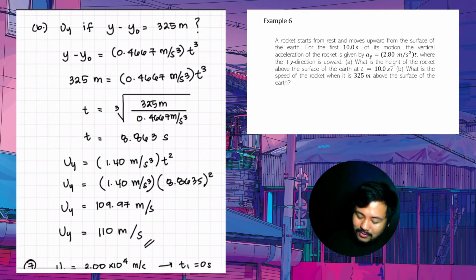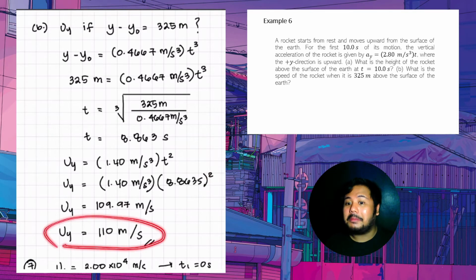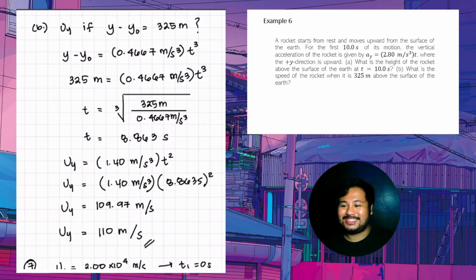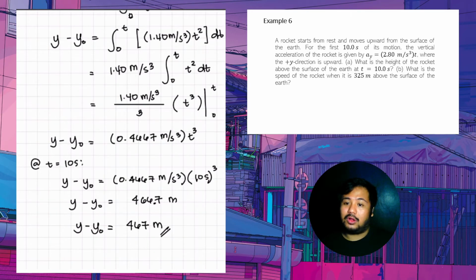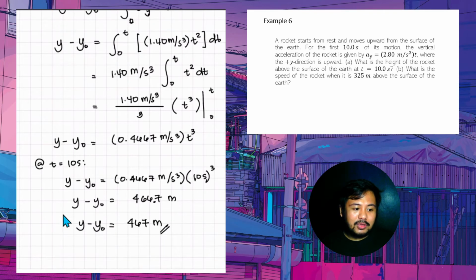So we have Vy equal to 1.40 meters per second cubed times 8.863 seconds squared. So the answer is Vy is now equal to 110 meters per second. So that's for example number 6. Let's have example number 7.